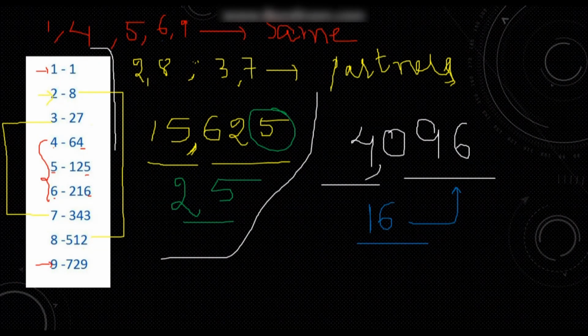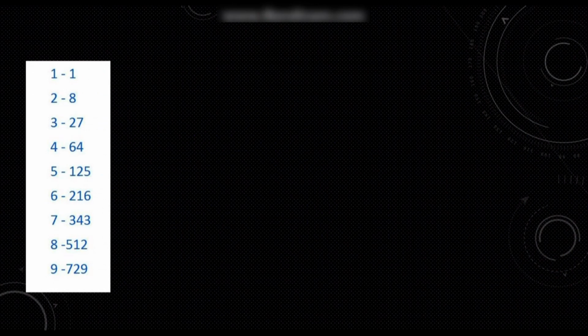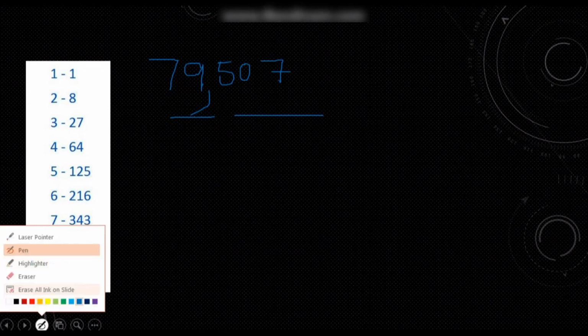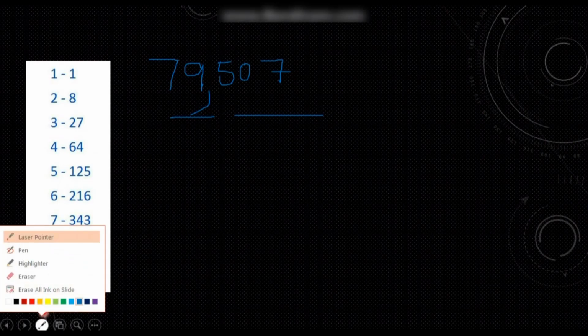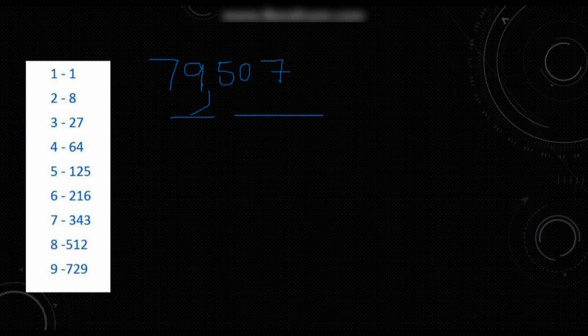Now let's take another example. This time we'll see a bit of an interesting example. 79,507. Separate out 79 and 507. This 79 is in between 64 and 125. So we'll take the smaller one, which is 4. 4 is the first digit.